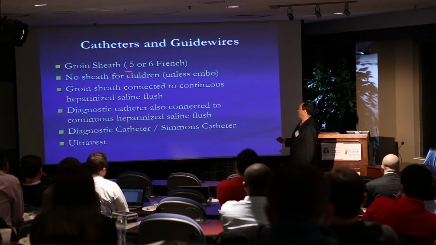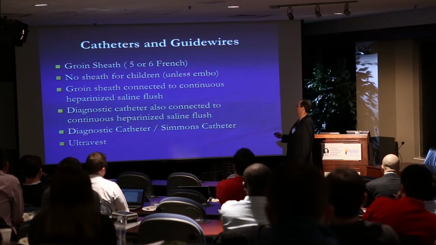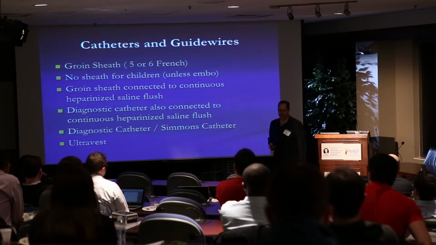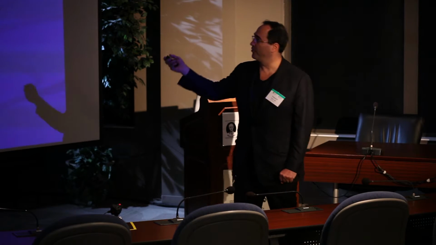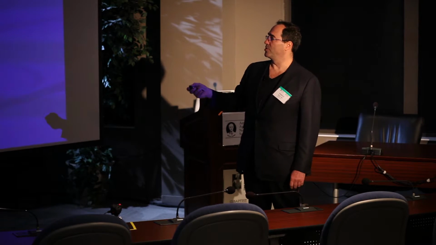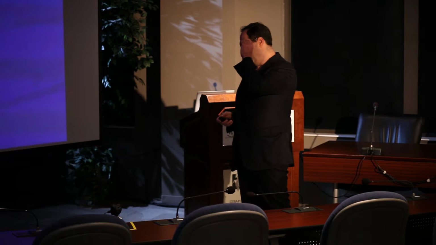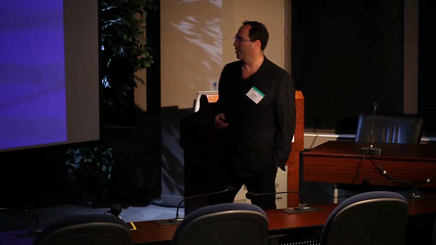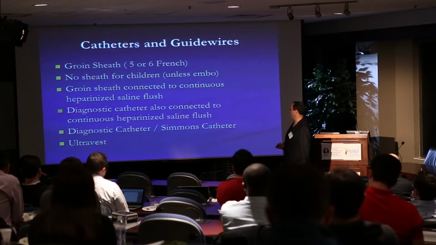So we talked about the groin sheath. I usually use 6 French sheaths when I'm getting ready to do an embo, or the long sheaths if we do a lot of pipeline at NYU, for obvious reasons. So we use a big sheath that goes all the way up, usually into the system that we're working on. No sheath, as I said, for children.